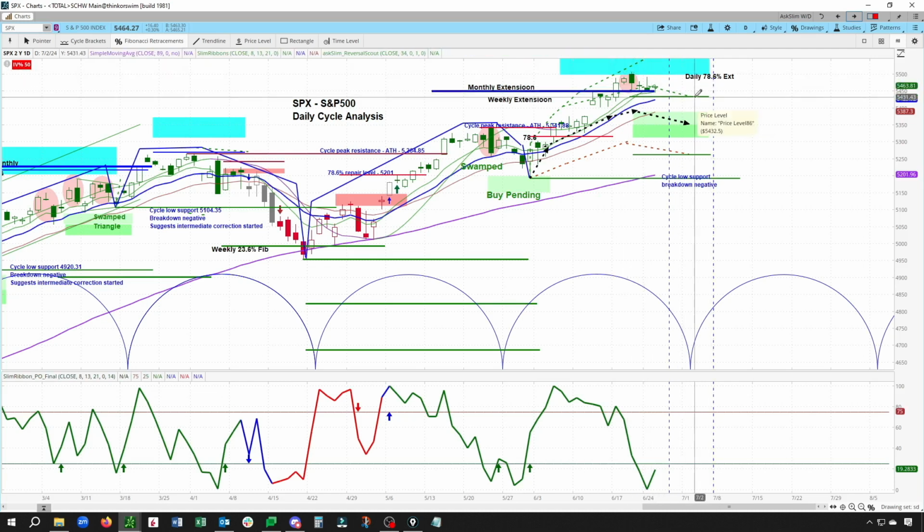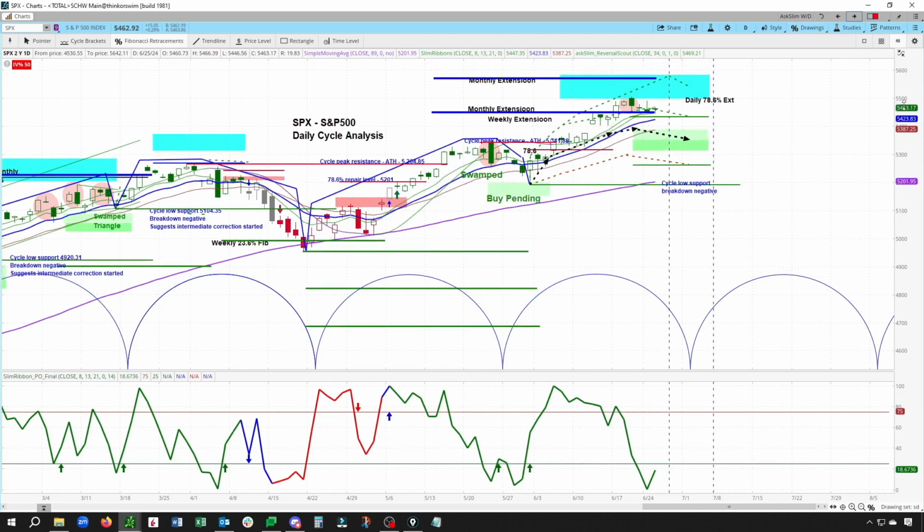We'll be watching for a flag to form and to hold this zone here from 5431 to right around 5350. So this zone right here. And then we'll be looking for it to turn back up to the upside off of that and very likely make higher swing highs in that next short-term rising phase. So that's the look there at the S&Ps in terms of our downside levels.